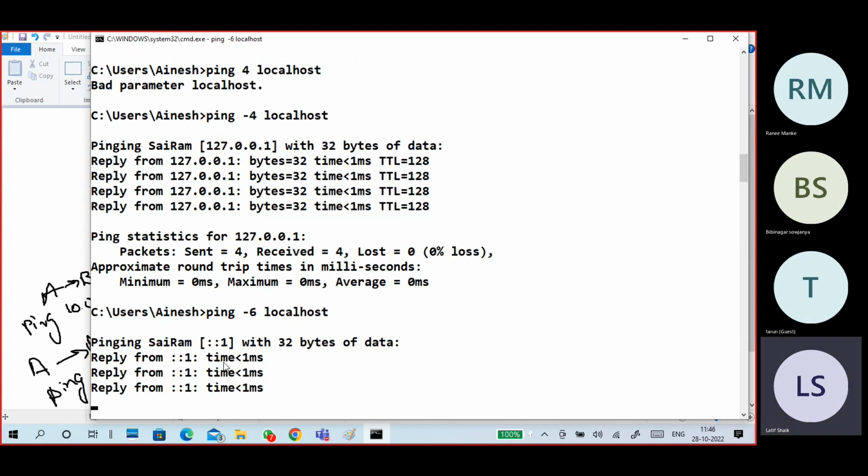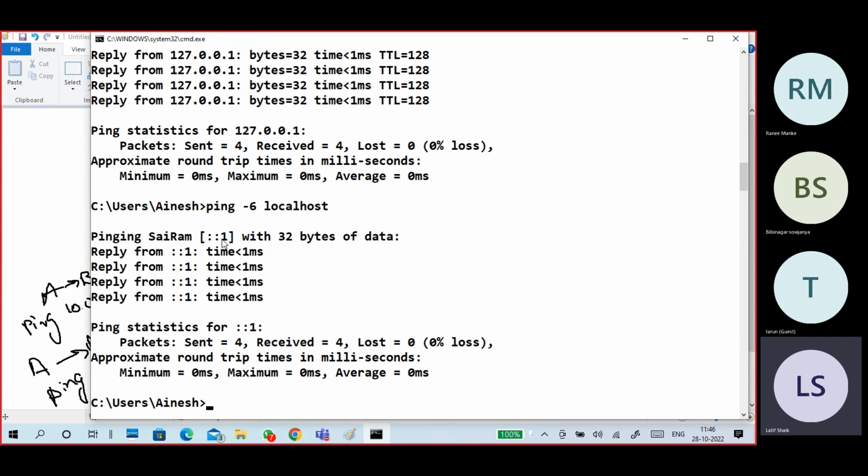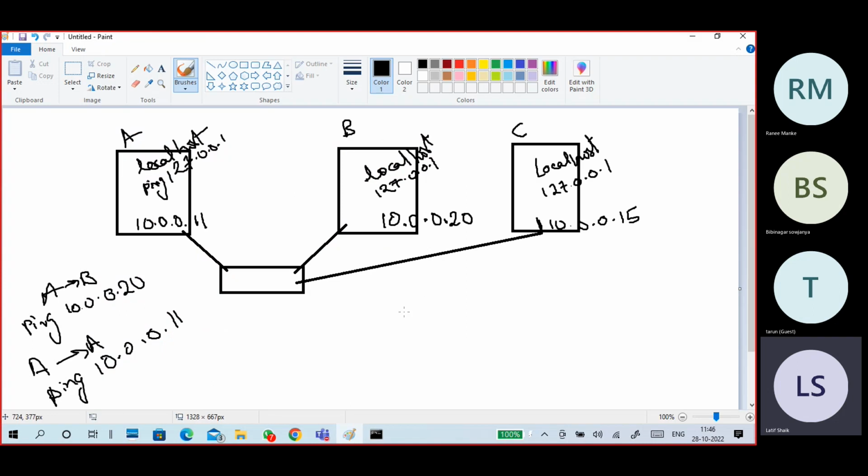it is ::1. The localhost IP address is ::1. Localhost means myself. When I want to call myself, I want to call only myself. That is the localhost type. So one more point, guys.